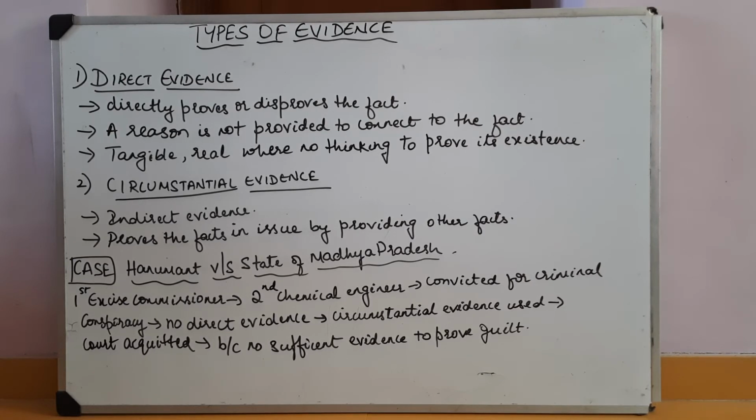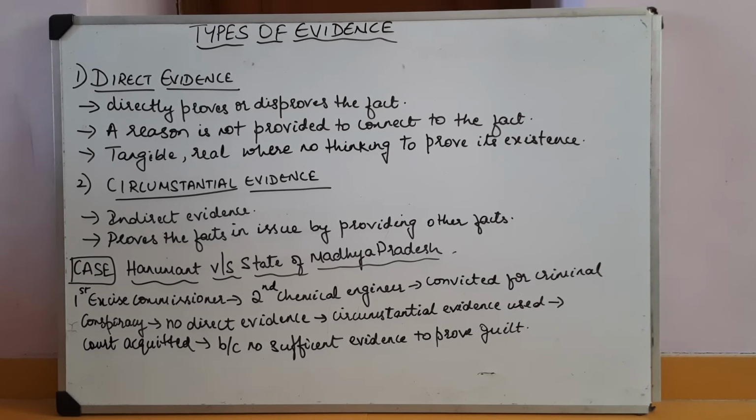Now let us move on to the second type, that is circumstantial evidence. Circumstantial or indirect evidence refers to evidence which proves the fact in issue by providing other facts, that is indirect facts, and then proving their relevance. A satisfactory conclusion can be drawn from such evidence by relating a series of other facts to the fact in issue. Let us discuss a case regarding this, that is Hanumant versus the State of Madhya Pradesh.